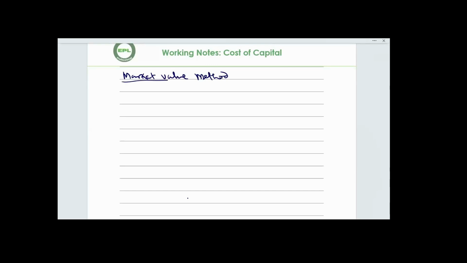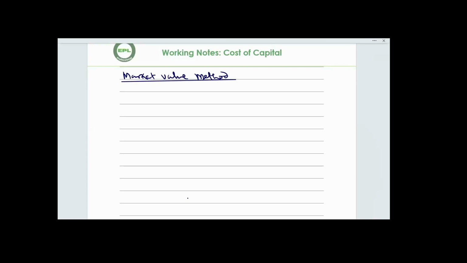Now, what do you mean by market value? Of course, market value is the same thing. You can call it market value or market price. It represents the price determined by the market forces of demand and supply. So in the calculation of weighted average cost of capital, the market value should be used.